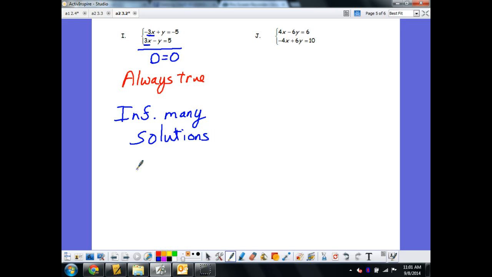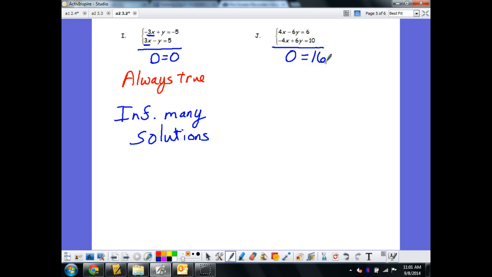Now for the second example, I'm going to do the same thing again. The x's eliminate right away. So we're just going to add these two equations together. But what happens again is that both the x's and the y's eliminate. And adding the constants together on the right side, we end up with 16.